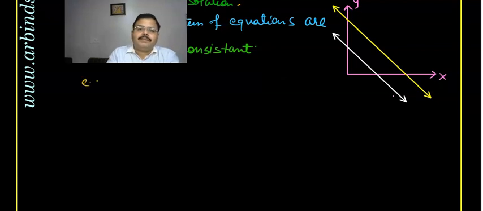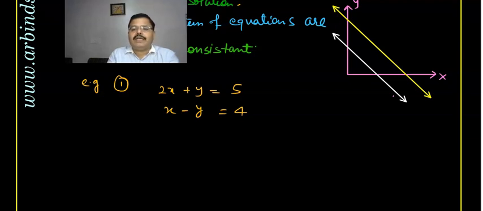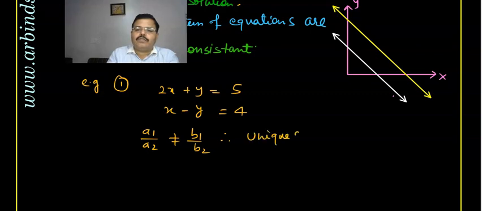For example, first example: 2x plus y is equal to 5 and x minus y is equal to 4. Here a1 by a2 is 2 by 1, that is 2, and b1 by b2 is 1 upon minus 1, that is minus 1. So since here a1 by a2 is not equal to b1 by b2, these equations have a unique solution, and the lines will be intersecting.